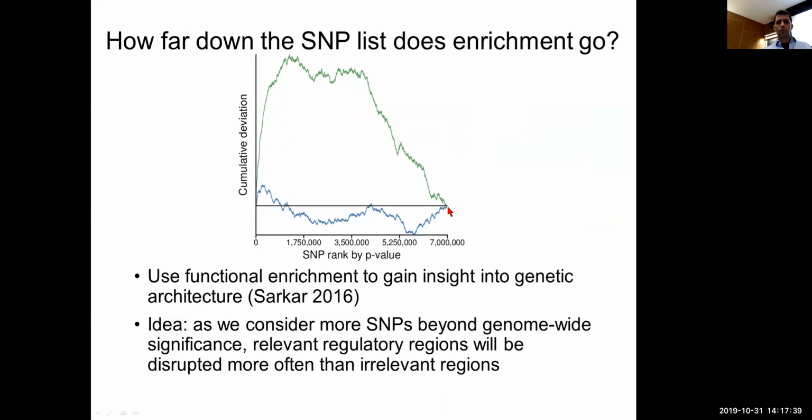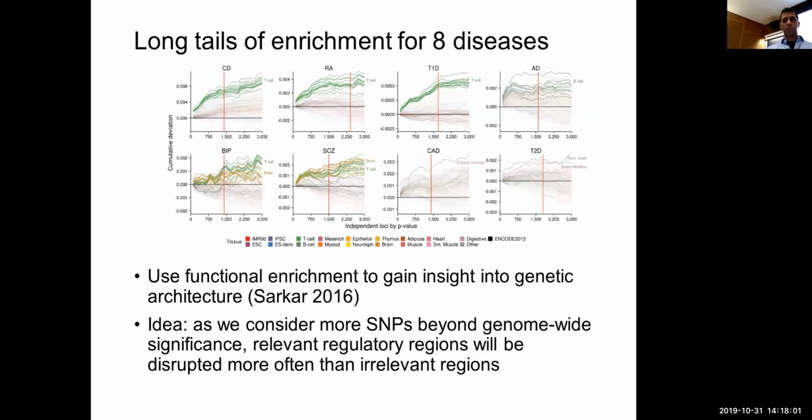And what's really remarkable here is the actual values of the x-axis. There are 1.7 million SNPs that continue to localize within these enriched annotations. And the enrichment continues to increase for 1.7 million SNPs. I mean, this is just extraordinary. And this argues for extreme polygenicity. And it's the same thing you see for many different traits.